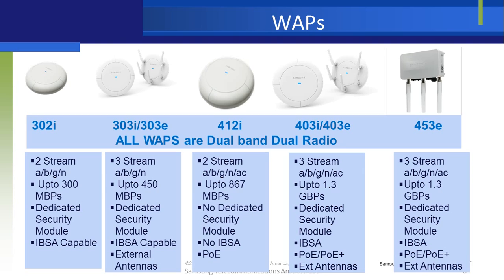Another thing I want to talk about is that the 403E actually has three sensor antennas instead of two as in the case of the 302 and 303. So there are three dedicated sensor antennas in the 403E.